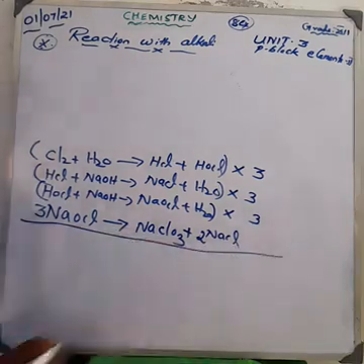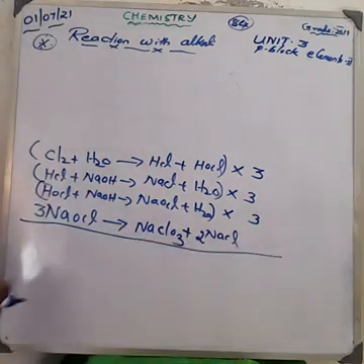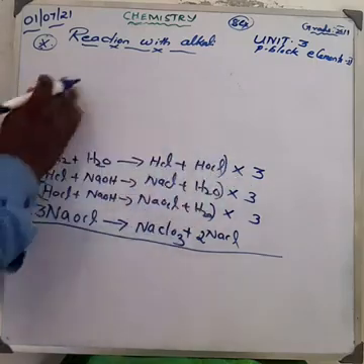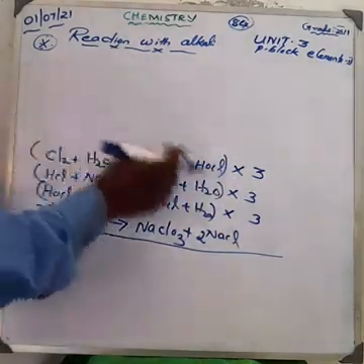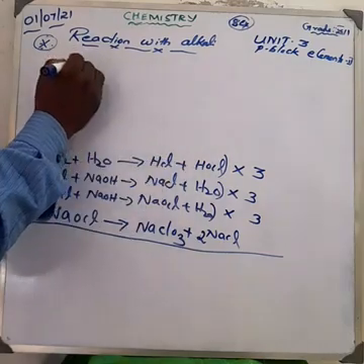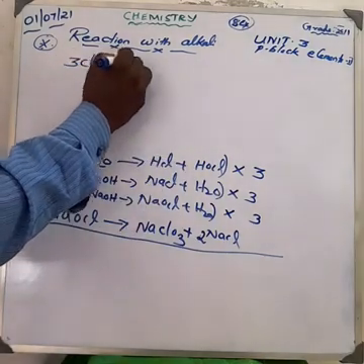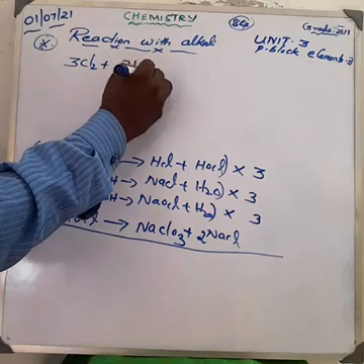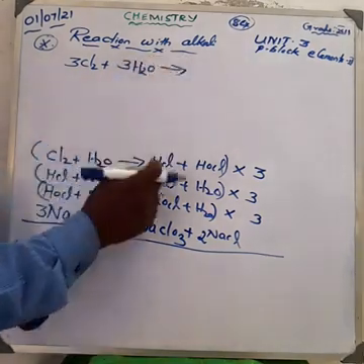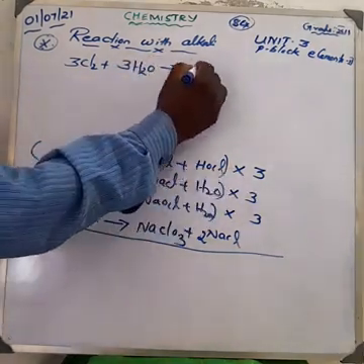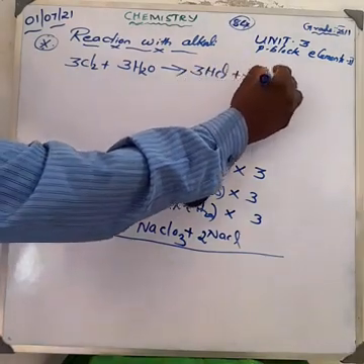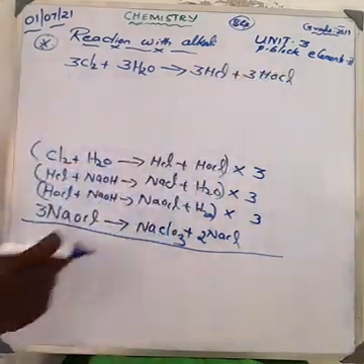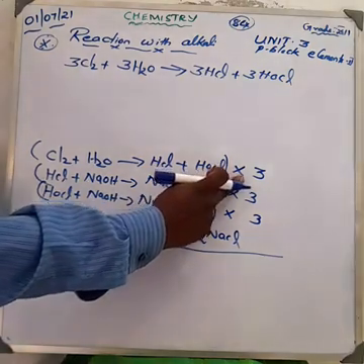Okay. So once again I am writing here, then only we can easily understand that one. Multiplied by 3 means 3Cl2 plus 3H2O gives 3HCl plus 3HOCl. Am I right? If you multiply the first equation by 3, we get this answer.